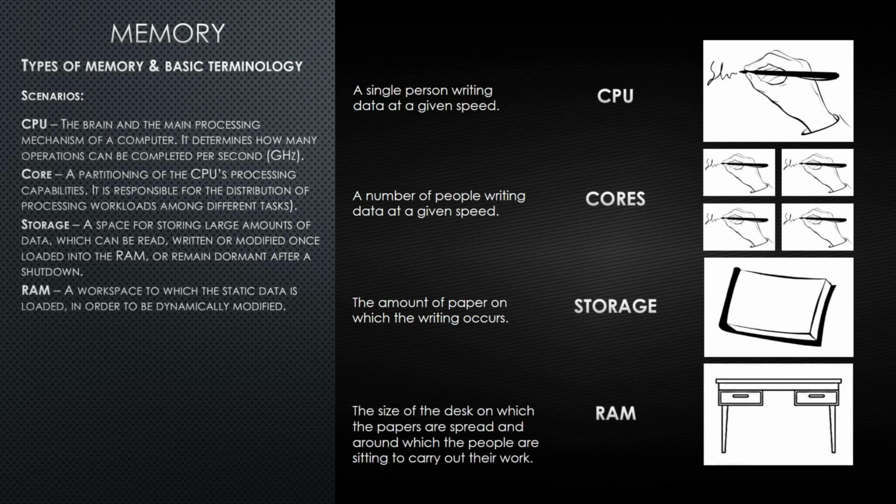RAM. RAM is the workspace to which the static data is loaded in order to be dynamically modified. So RAM in this case is our actual workspace. We can compare it to a desk. The more RAM we have, the larger the desk is, meaning that more people can actually sit down and write their tasks. The RAM, or the desk, has to interact both with the storage and the CPU cores. Metaphorically speaking, the larger our desk is, the more people can engage and the more paper we can write on.